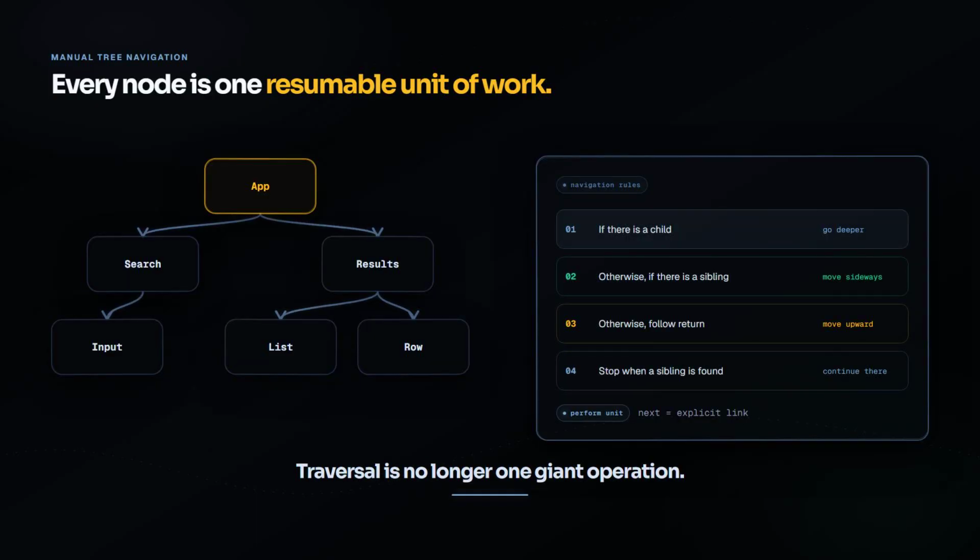Now, using all of that, the navigation becomes quite simple. If the fiber has a child, go to the child. If it does not have a child, then check whether it has a sibling or not. If it has a sibling, then go to the sibling. If it does not have a sibling, then we have basically traversed it, so return back to the parent and keep moving upward until a sibling is found.